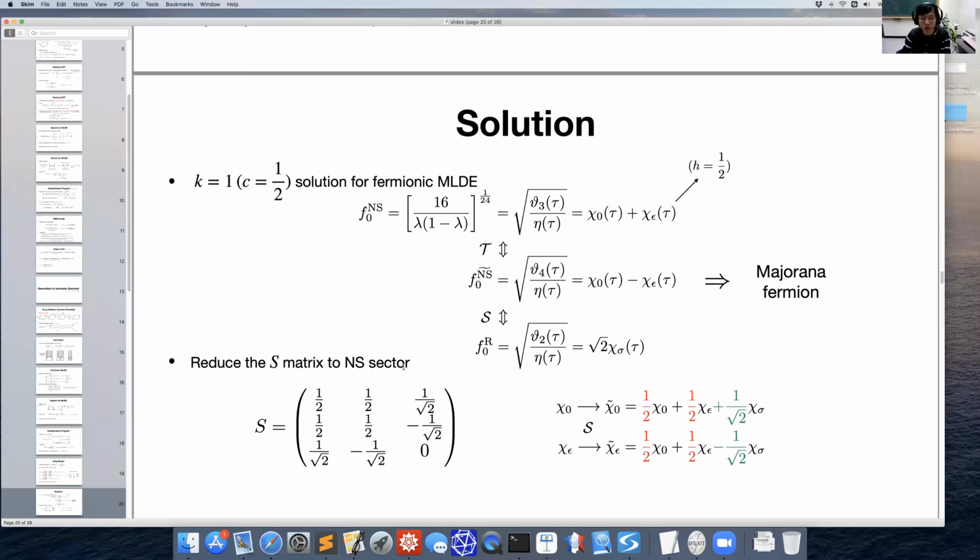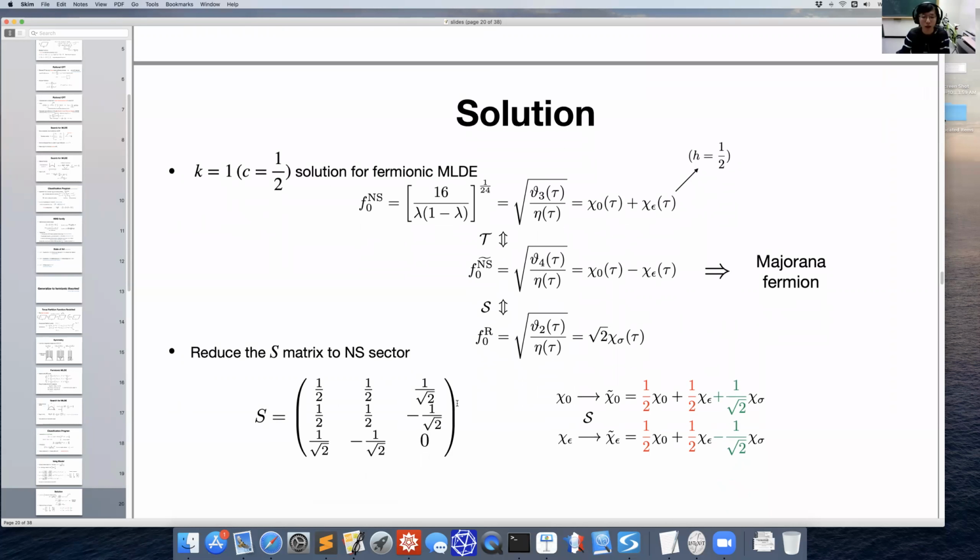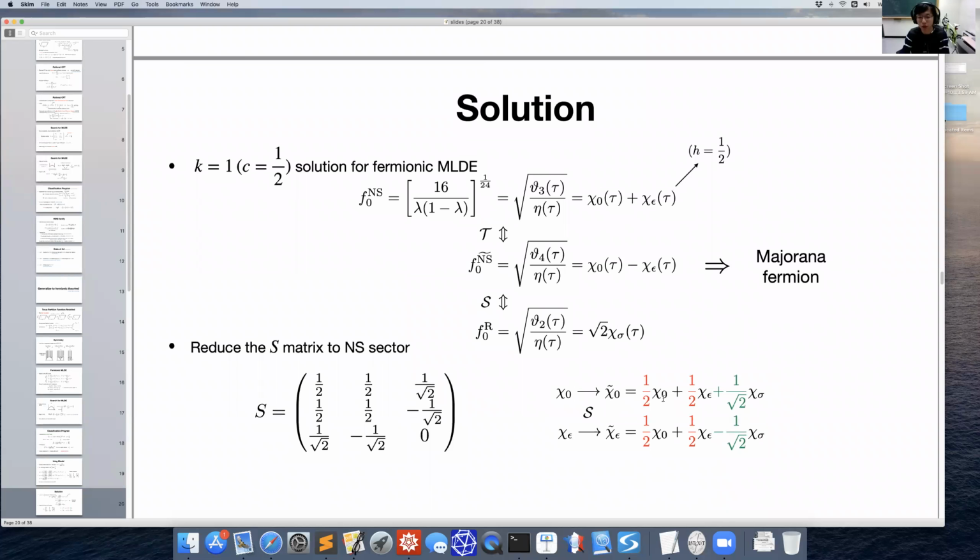Moreover, you can make a consistency check for the S matrix. This S matrix takes this form, where you do an S transformation, you just multiply this matrix to the characters as a column vector. In other words, you have this expression. And it's important to notice that those 4 numbers are all the same. Well, those 2 are different.